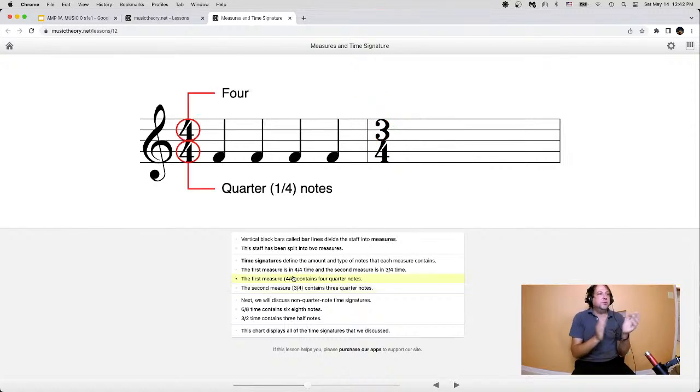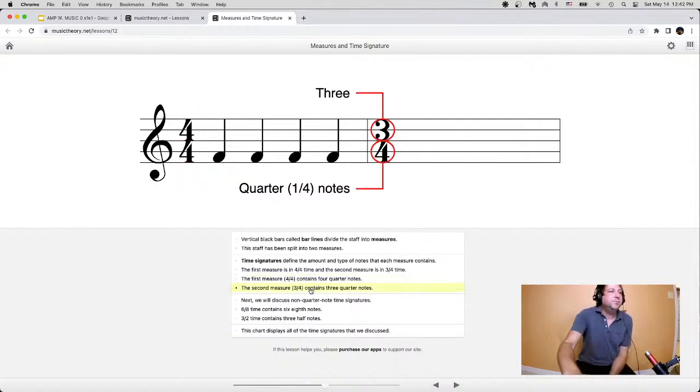1, 2, 3, 4. 1, 2, 3, 4. And then your next one would be 3. 1, 2, and 3, and 1, 2, and 3, and 1, 2, and 3. Make sense?